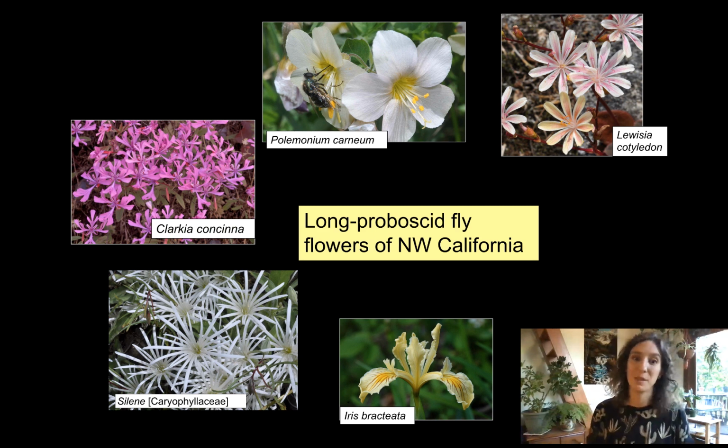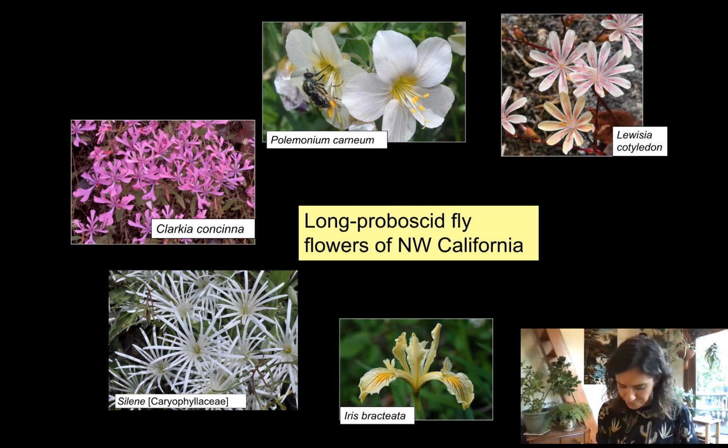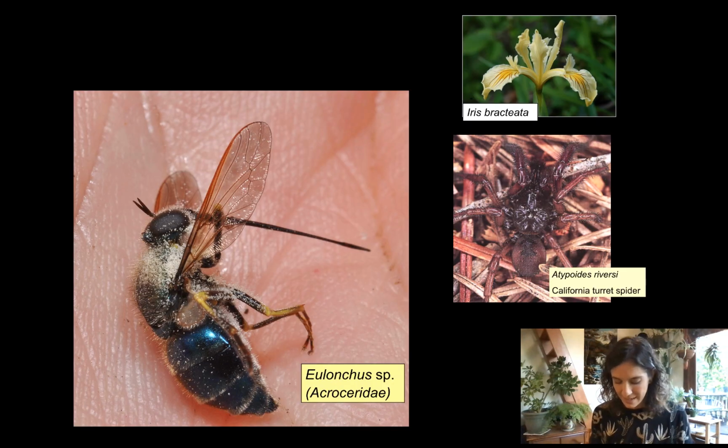Notice some of the ones in this picture, like, wow, these are just in northwestern California. That Clarkia is one of my personal favorite flowers of all time. So all of these flowers need Euloncus, which need that spider, which need intact forests. And so this is all related to conservation here. And this is just one species, Iris bracteata, that I told you this story about, right?